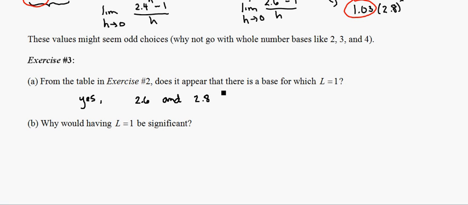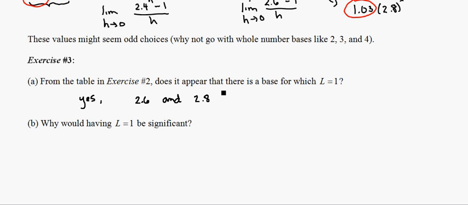And now here's the really cool thing. And I want you to think hard about this. I want you to pause the video and take some time. Why would finding a base where L is 1 be significant? What would that exponential function have as a property that would be just cool? I mean, really, really kind of neat. Pause the video and think about that.